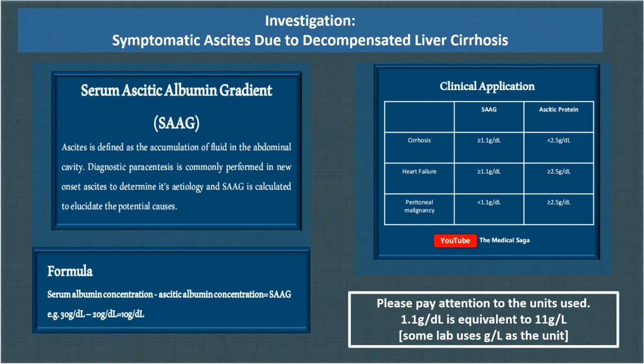Just to spend one slide talking about the serum ascitic albumin gradient, I think you can read about it. Basically, how do we calculate the gradient? It is just the serum albumin concentration minus the ascitic albumin concentration, and then you derive the SAAG. The interpretation is as highlighted in the table on the upper right corner.